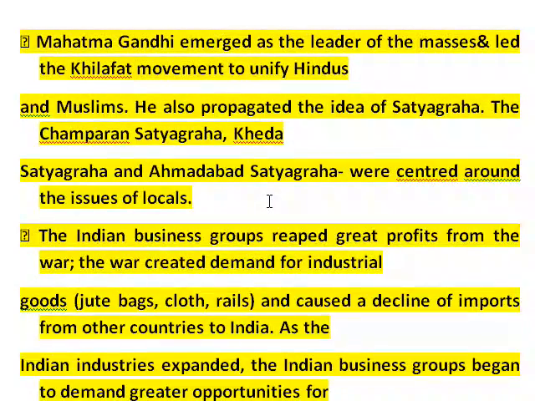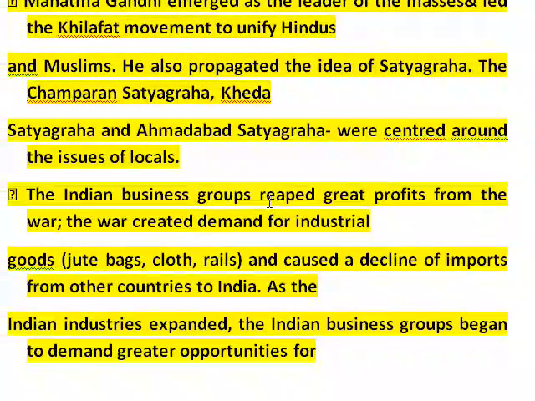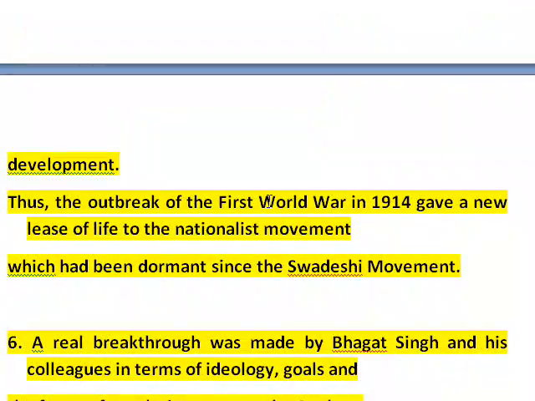The Champaran Satyagraha, Kheda Satyagraha and Ahmedabad Satyagraha were centered around the issues of locals. The Indian business groups reaped great profits from the war. The war created demand for industrial goods, jute bags, clothes, rails, and caused a decline of imports from other countries to India. As the Indian industry expanded, the Indian business groups began to demand greater opportunities for development.